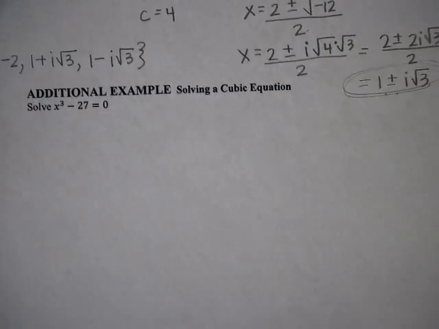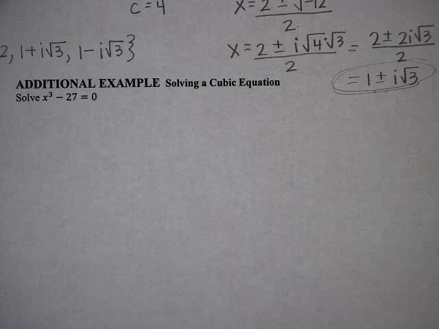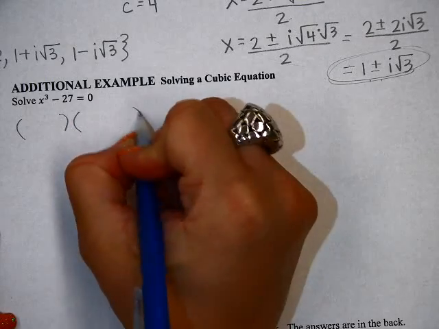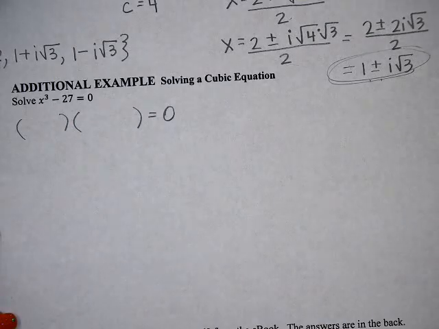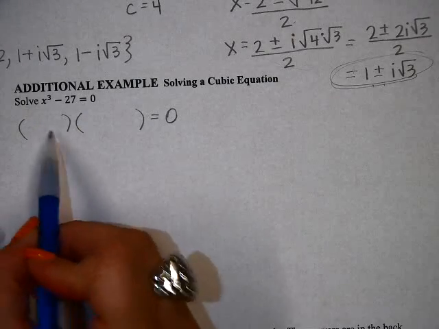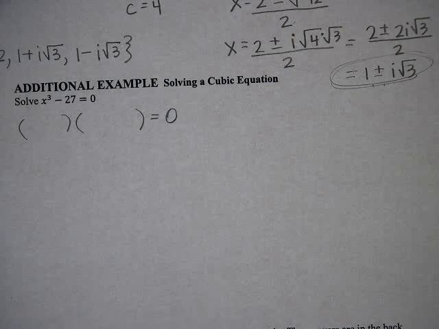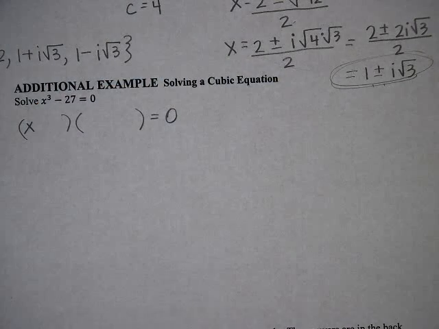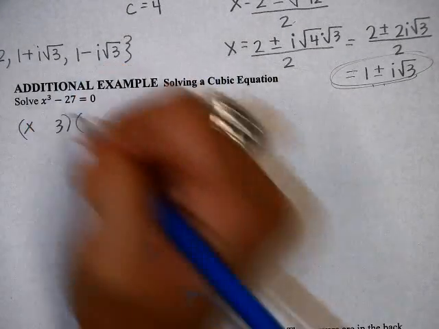Alright, so let's look at our additional example. It is solve x cubed minus 27 equals 0. So remember, we want to start by factoring. We do have that little parentheses and our big parentheses. Remember, to decide what goes inside this little parentheses, we take the cube root of both terms. So the cube root of x cubed will be x, and the cube root of 27 will be 3.